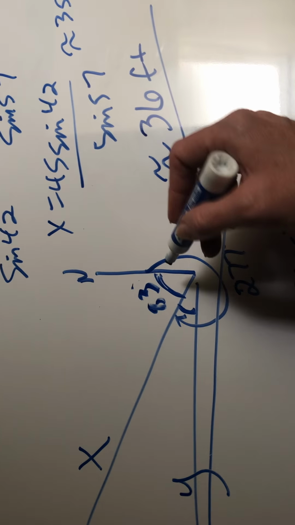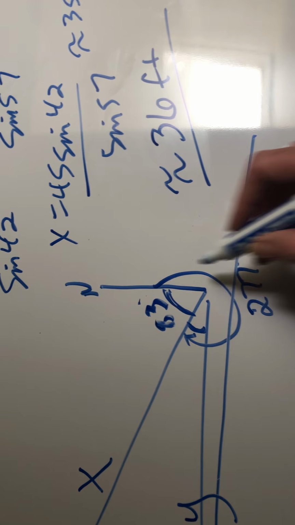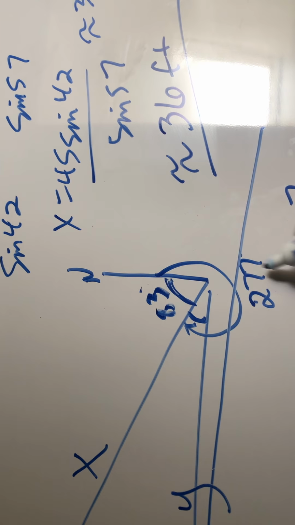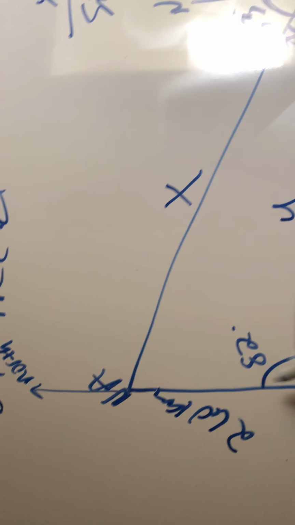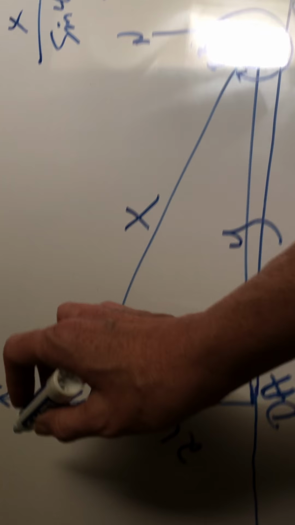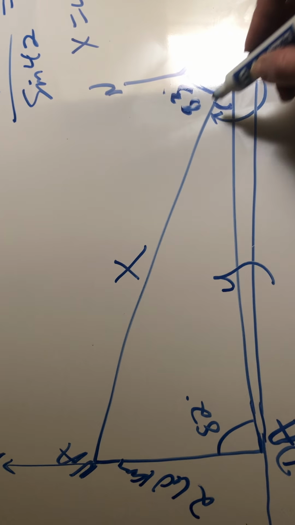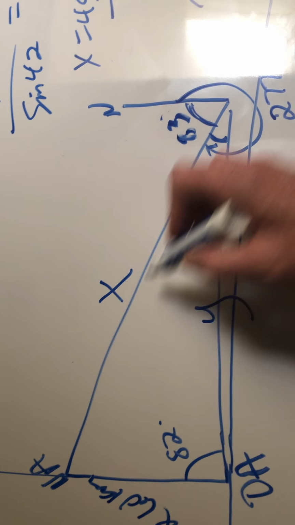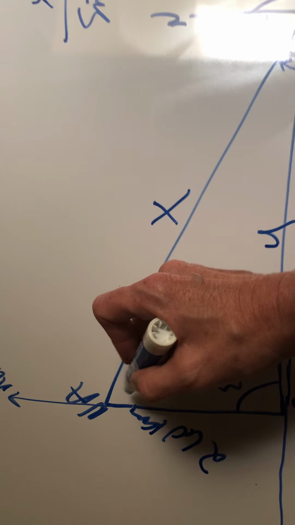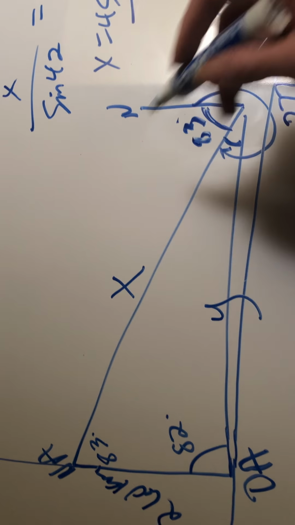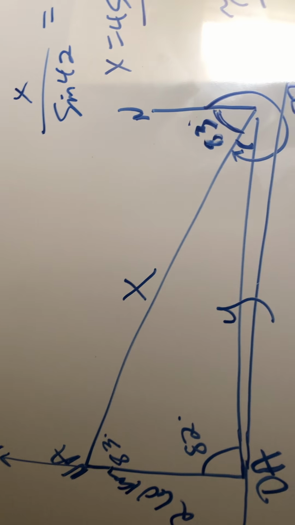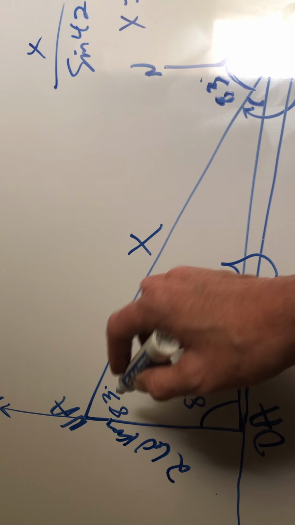Now, something from back in geometry: when you've got two parallel lines, because this line that they give you is going due north, and this one is also going due north, you've got two parallel lines cut by a transversal. X is the transversal. So this 83 and this angle is also 83 because they're alternate interior angles between those two parallel lines.